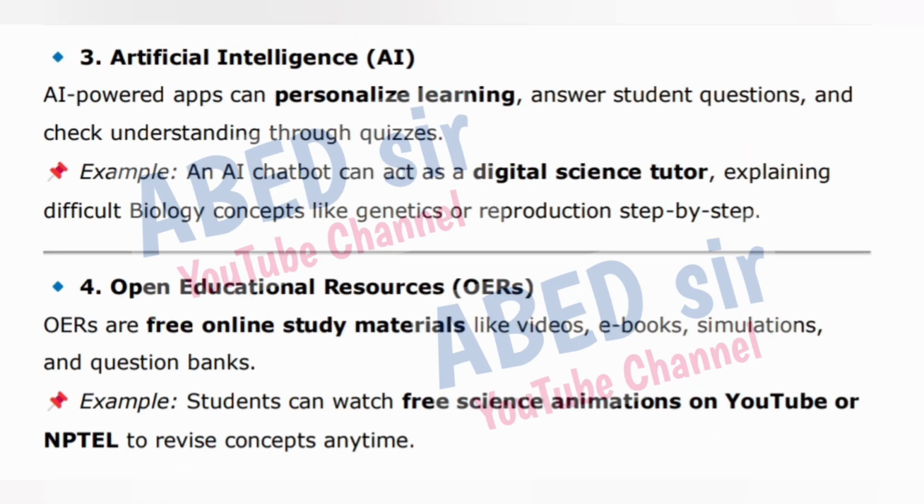3. Artificial intelligence, AI. AI-powered apps can personalize learning, answer student questions, and check understanding through quizzes. Example: an AI chatbot can act as a digital science tutor, explaining difficult biology concepts like genetics or reproduction step by step.